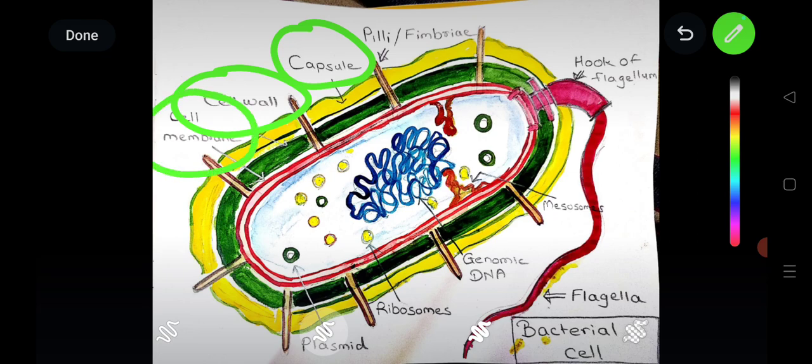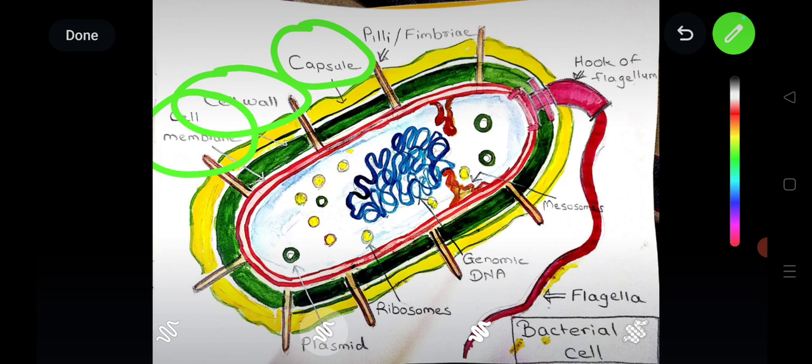Inside the cell wall you have the cell membrane, which is made up of a lipid bilayer. The outer covering of this lipid bilayer is made up of the heads of the phospholipids, and the inner part of this lipid bilayer is made up of tails, which are hydrophobic in nature. The cell membrane is involved in transport of many ions and molecules into and out of the cell.